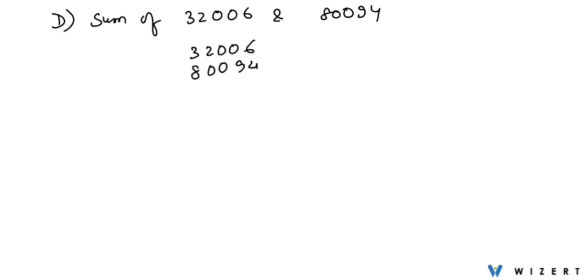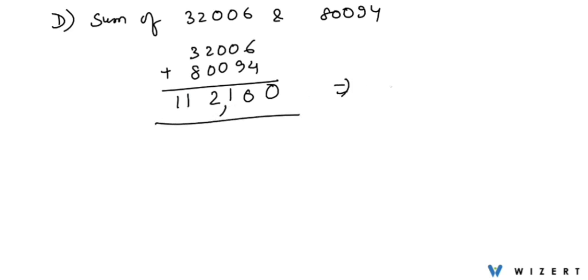So when we add, we can see 6 plus 4 is 10 and 1 carry. So 1 plus 9 is 10, again 1 carry, then 2, then 8 plus 3 is 11. So the final answer is 112,100. So these are the sums of the given options, and this is the answer.